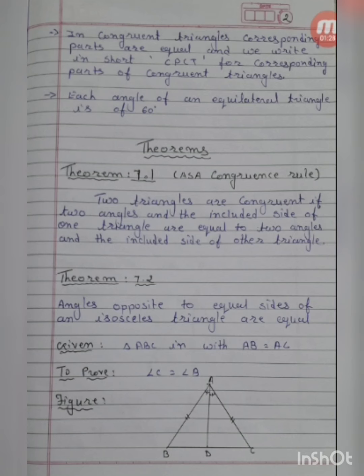Now you should know the meaning of isosceles triangle. A triangle with two equal sides is called an isosceles triangle. And here in the theorem, angles opposite to equal sides of an isosceles triangle are equal. Given triangle ABC in which AB is equal to AC. To prove angle C is equal to angle B, because the angles opposite to AB and AC are angle C and angle B.